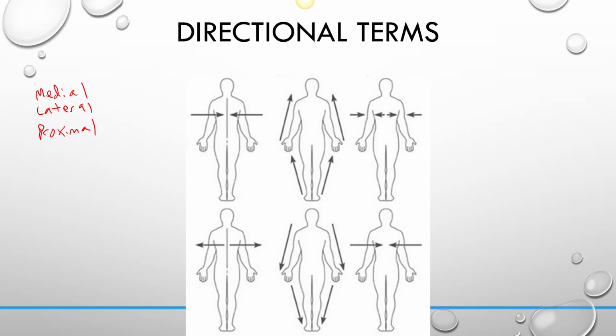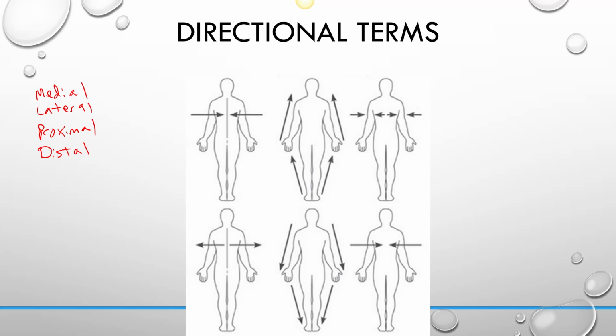This bottom one here is distal. Distal is farther from the point of attachment. So here we can say the fingers are distal to the wrist. The knee is distal to the thigh.